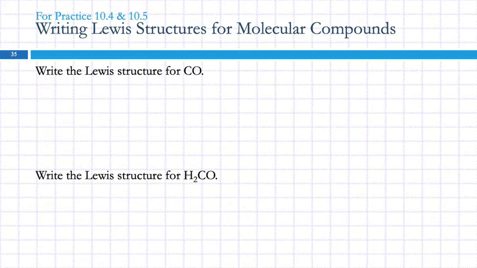So let's do some examples. Write the Lewis structure for carbon monoxide. Step 1 is the skeletal structure. For this one, there's not too many options. There's only 2 atoms. They have to be connected to each other, right? So I've got those connected to each other. And the next step is to count up valence electrons. So I have 1 carbon atom. Carbon has 4 valence electrons. And I have 1 oxygen, and that has 6 valence electrons. And that adds up to 10. So I have 10 valence electrons.